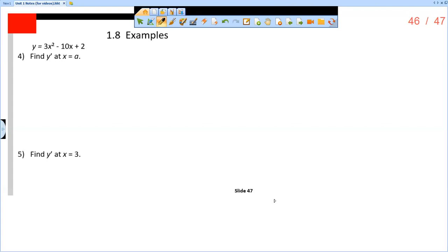This is the notes video for section 1.8, slides 47 and 48. We're given y equals 3x squared minus 10x plus 2. Find y prime at x equals a. Remember that y prime means we're finding the slope of the tangent line, and so we are going to use our limit as h approaches 0.